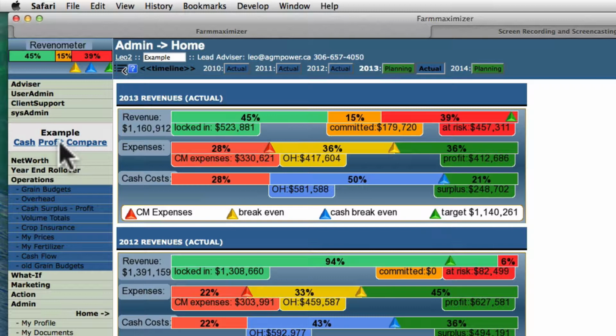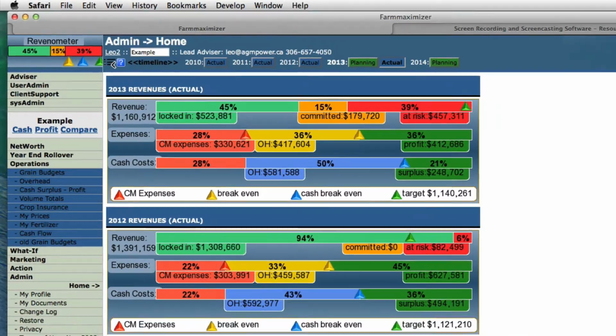Let's start with the top bar, Revenue. It's made up of actual sales to date, committed sales to date but not yet fully priced, and uncommitted sales. These are valued on the marketing futures month you choose and local basis, or you can provide a cash price. The calculations of these is shown in the percent sold page.